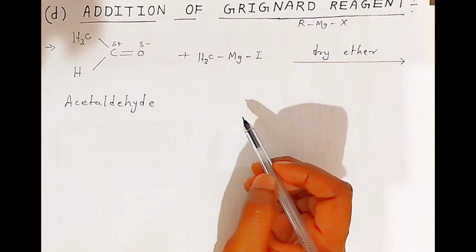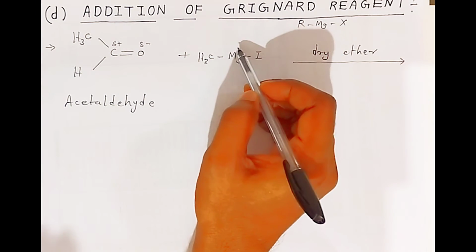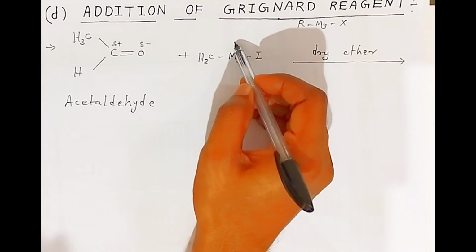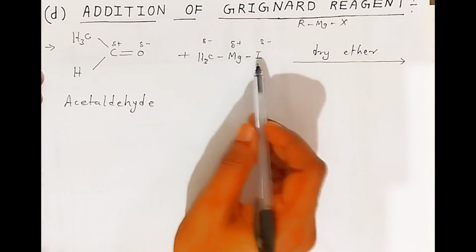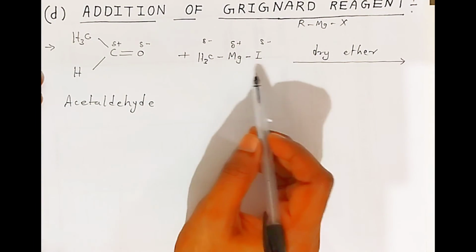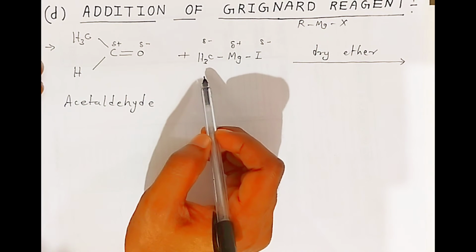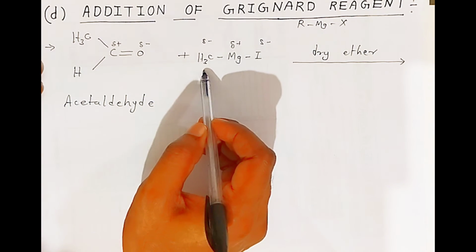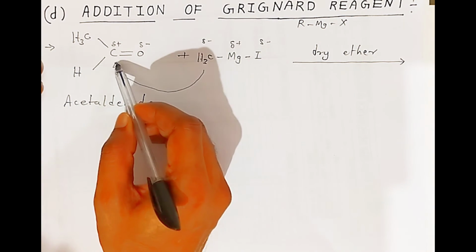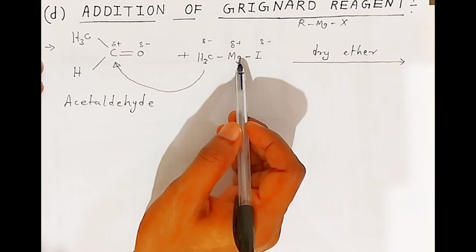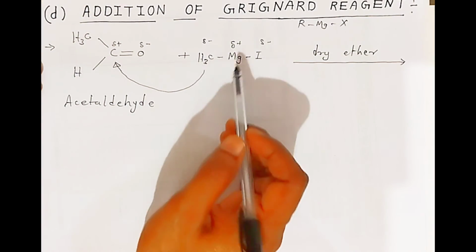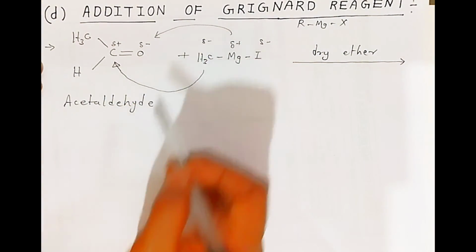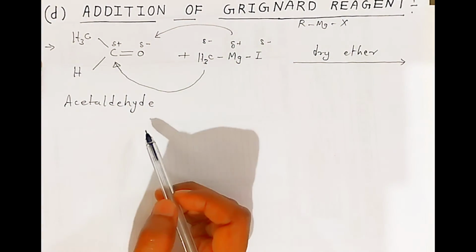So what happens, students, this magnesium will have a partial positive charge and the methyl a partial negative charge. Because of this, students, this Grignard reagent is very reactive. Now what happens, students, this methyl is going to be added to the positive part of the carbonyl carbon and the magnesium halide is going to be added to the oxygen. So this way, students, this molecule is added to this aldehyde.